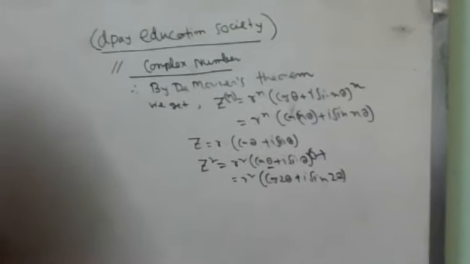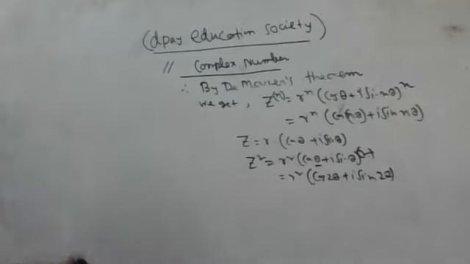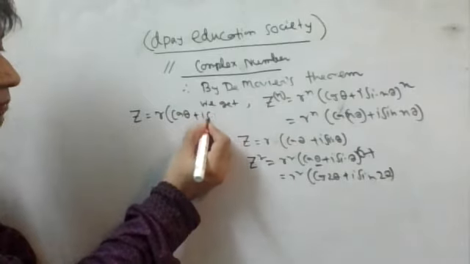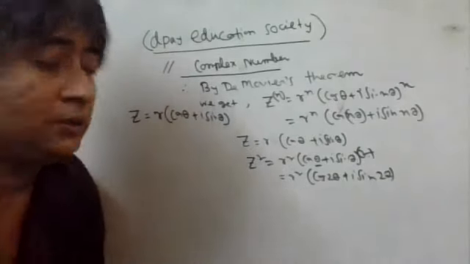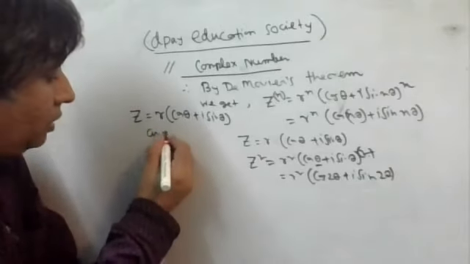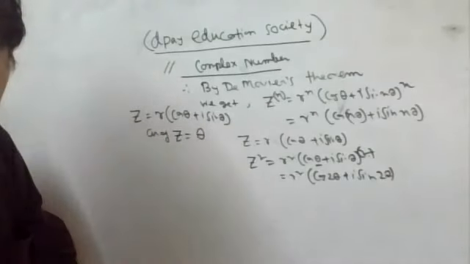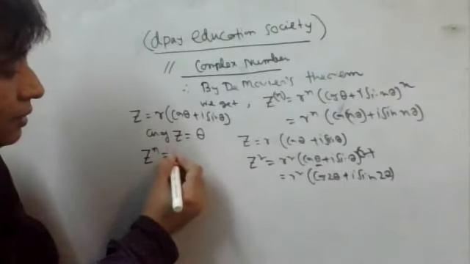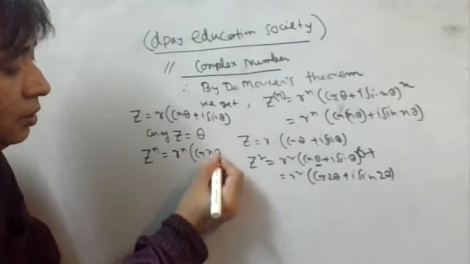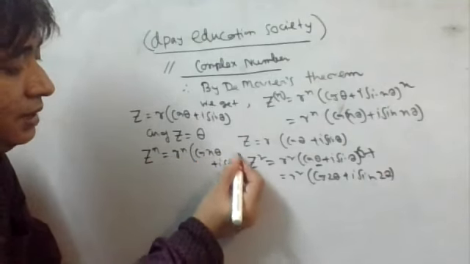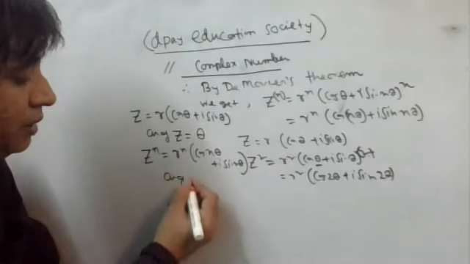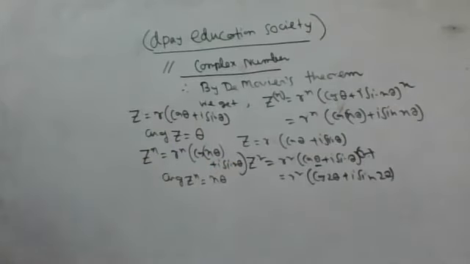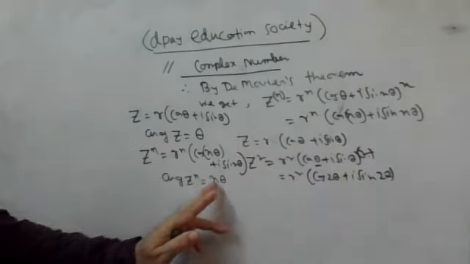Z = r(cos θ + i sin θ). We know the argument of z is equal to θ. Once you get de Moivre's theorem, z to the power n equals r to the power n (cos nθ + i sin nθ), then the argument of z to the power n is what? This angle nθ. The argument of z to the power n is nθ.